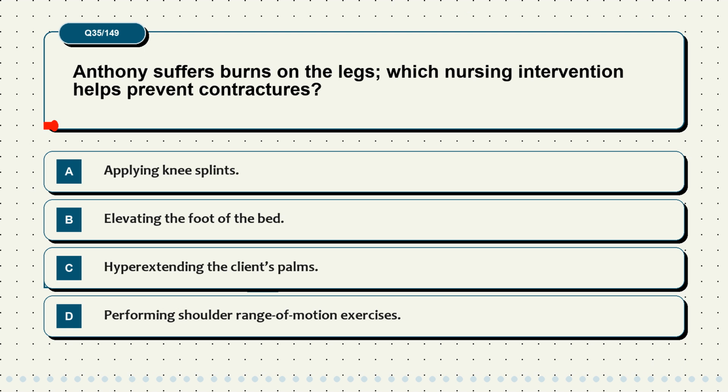Question 35. Anthony suffers burns on the legs. Which nursing intervention helps prevent contractures? Here are the options. Option A. Applying knee splints. Option B. Elevating the foot of the bed. Option C. Hyperextending the client's palms. Option D. Performing shoulder range of motion exercises.